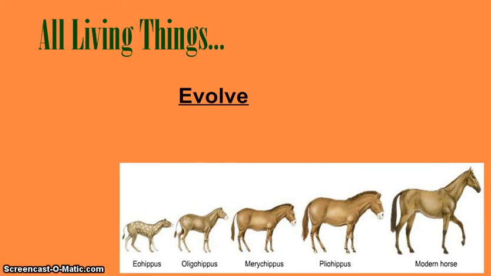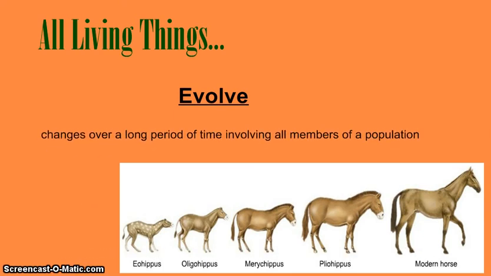So all living things need to evolve, and evolution is a process of changing over a long period of time. This is different from growth and development. You don't evolve as an individual. The whole population evolves. It has to be all of the members of a group of living things.